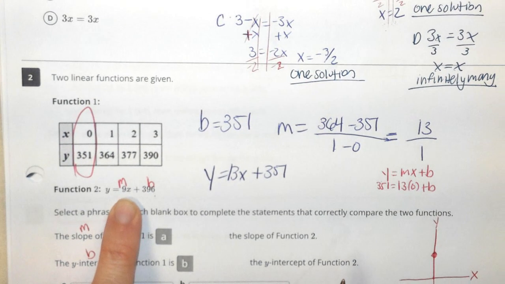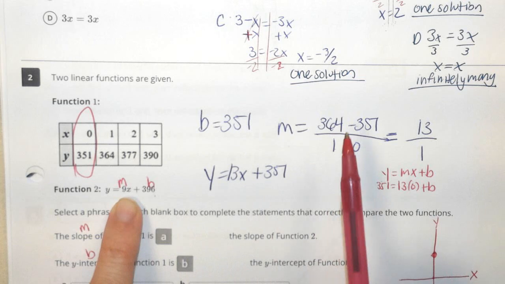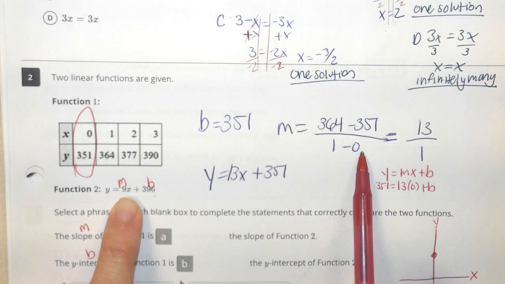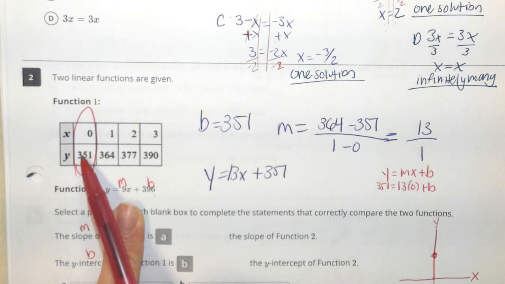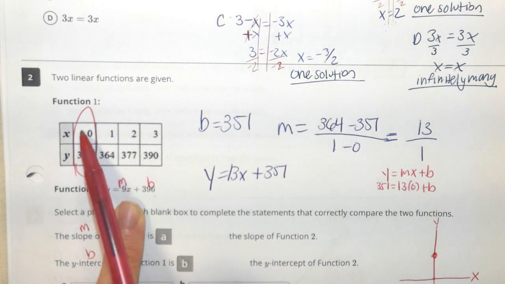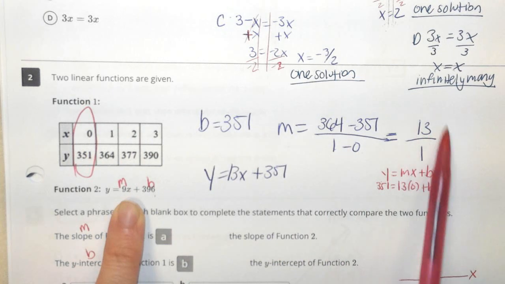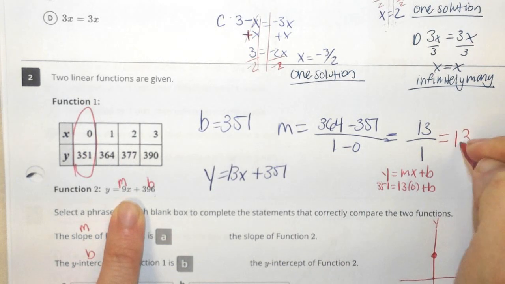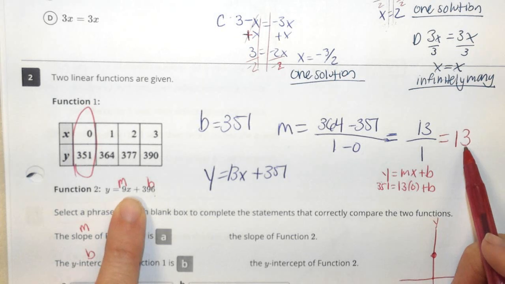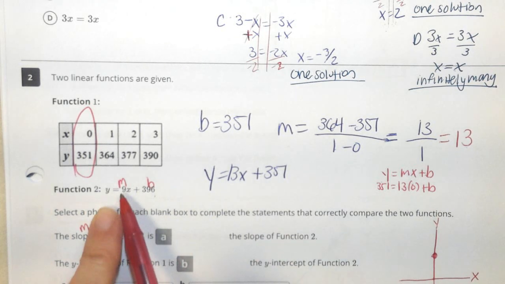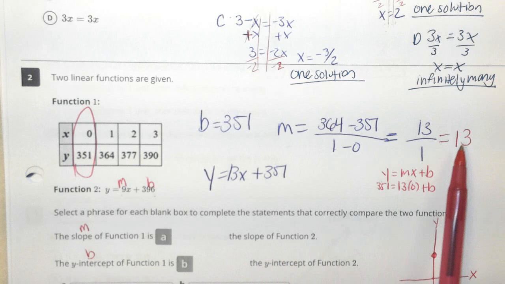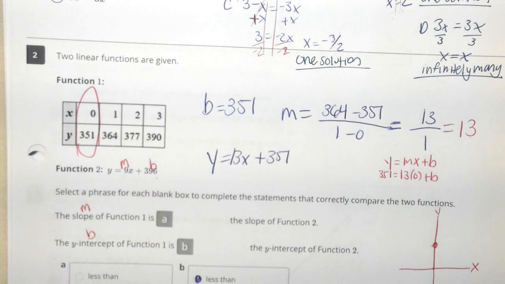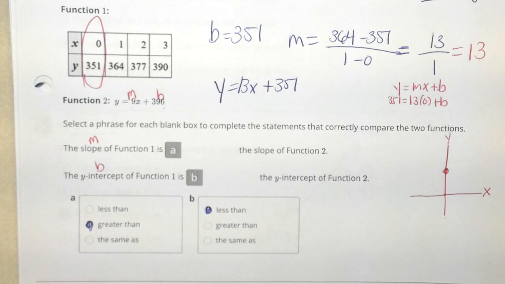My slope on this one was 9. My slope on the top one, remember, is y2 minus y1 over x2 minus x1. I can pick any ordered pair. I just picked the first two because I thought that was easiest. So on the top, I did my y2 minus y1 and my x2 minus x1, and then I did the math here. So that's 13 over 1, which is just 13. So if I plug that in, 13 here and my 9, it says slope 1 is what compared to slope 2? Well, 13 is greater than 9. So this answer is greater than for part A.